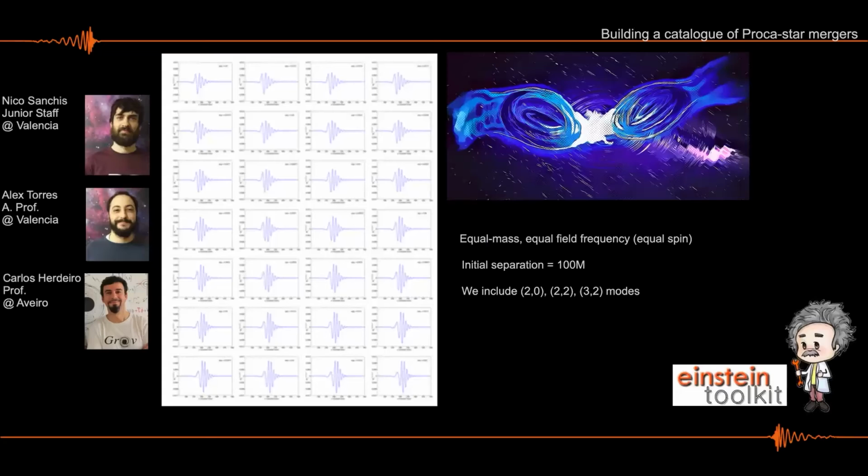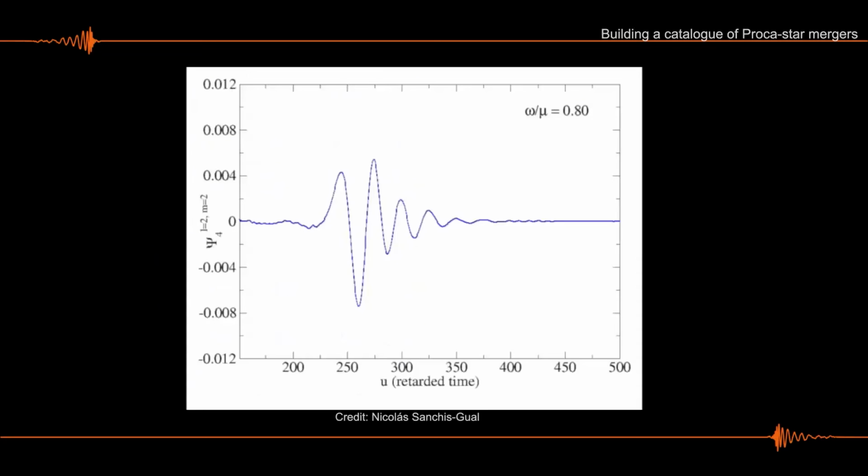So the people in Valencia and Aveiro have been simulating these mergers of boson stars with different properties. Initially, in the first study we did, we attached to the equal mass case, just varying at the same time the frequency of the two stars, or the compactness of the two stars. So we can compare these things to the data.